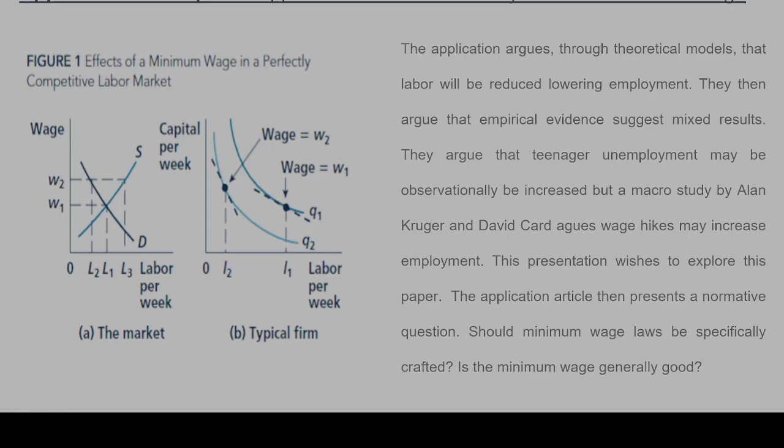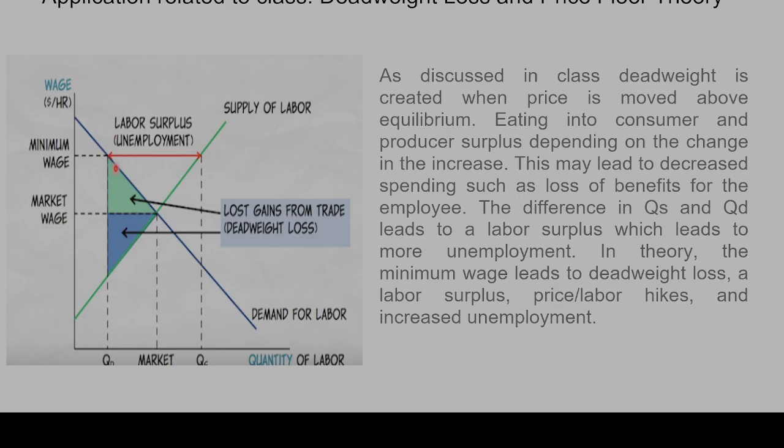The point is that in the article, they say theoretically price floors are not good because of deadweight loss and increased unemployment. Empirical studies suggest teenage unemployment might be affected negatively, but other studies, the paper we're going to observe, suggests that employment is actually increased after minimum wage is hiked in a statistically significant way. Application related to class, well, we discussed deadweight loss and price floor theory. We discussed this before, but as we increase the price of something above the equilibrium, we get deadweight loss and an increase in unemployment. Deadweight loss might lead to a loss of benefits for employees and a surplus of labor. Also, prices might increase as well. So this is something we learned in class about deadweight loss and how it relates to the paper we're discussing, and how pushing something above equilibrium has adverse effects on consumer and producer surplus.